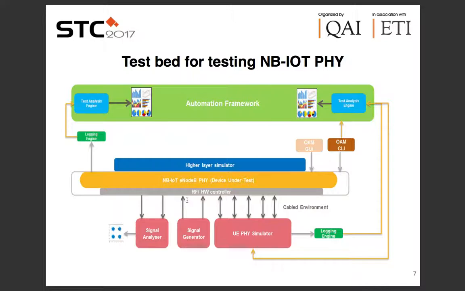First of all, the UE simulator we are using here is an NB-IoT compliant UE simulator. For example, we can use Aeroflex TM500. The second point is the higher layer simulator can generate MAC PDUs for the PHY layer. And the last one, the signal analyzer and the signal generators that we use here are licensed for NB-IoT.